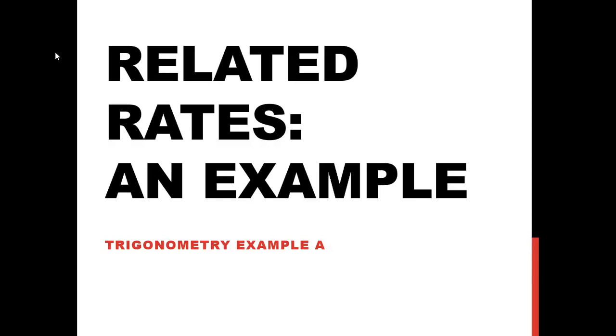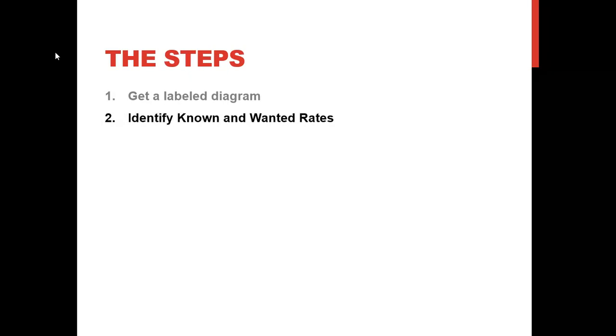Hey, here we're going to look at an example of a related rates problem involving trigonometry. Before we begin, let's review the steps involved in solving such problems. First thing we want to do is get a good labeled diagram. Then, once we're convinced of that, we're going to go ahead and identify the known and wanted rates. And then it's time to get an equation to relate the variables in the tops of those rates.